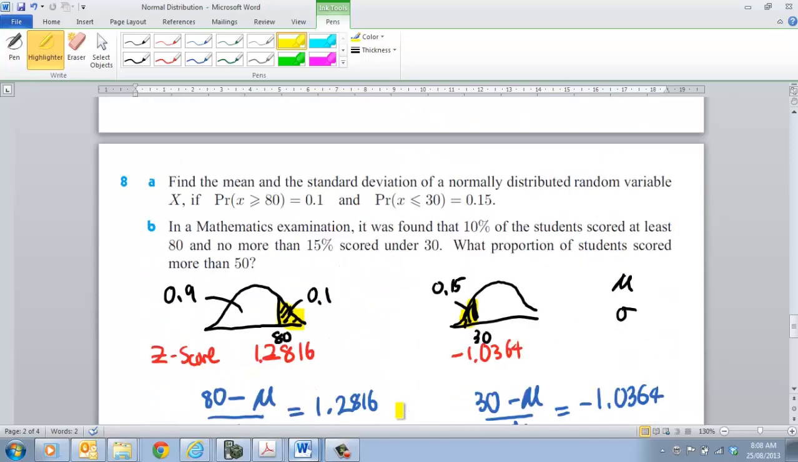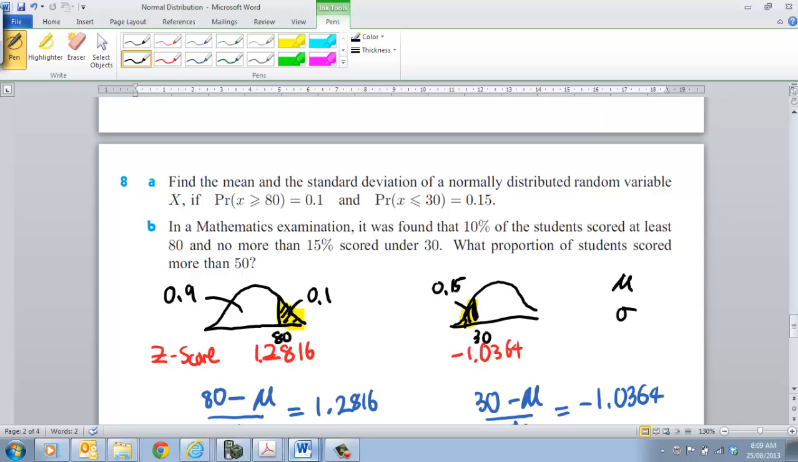Now, I want to go through this example. This example is actually a little bit tricky, but once you get the idea of what you've got to do, I think it's quite straightforward. To find the mean and standard deviation of normally distributed random variable x, we're given some information. We're given that when x is greater than 80, it counts for 0.1 or 10%. And the probability that x is less than 30 is in fact equal to 0.15.